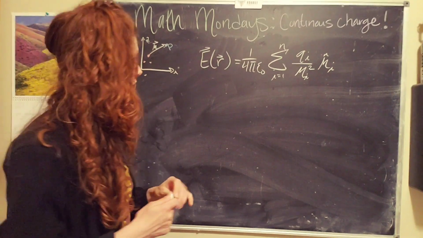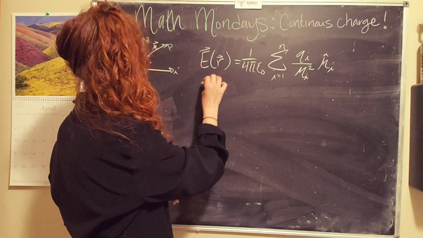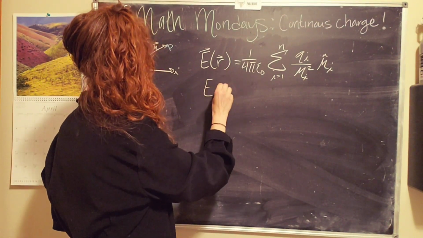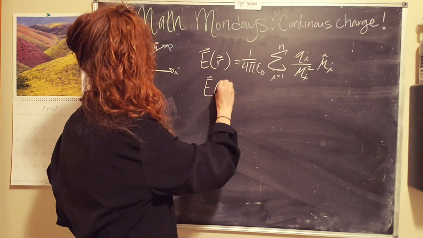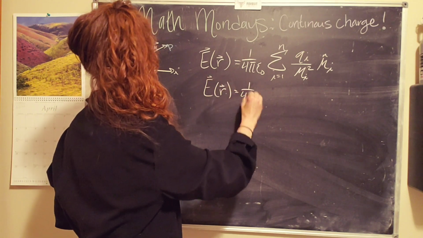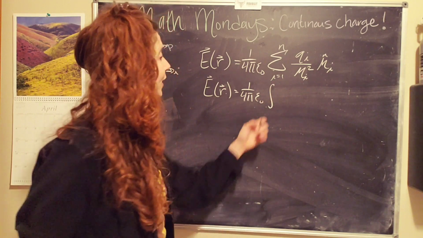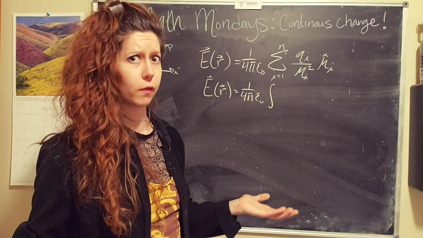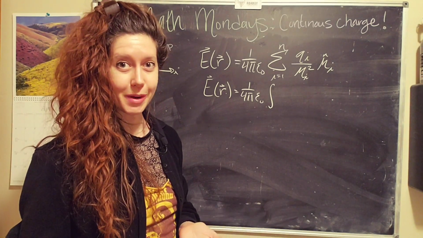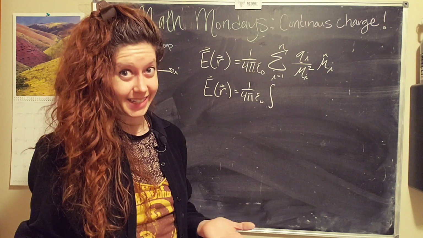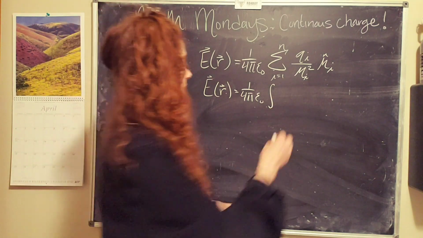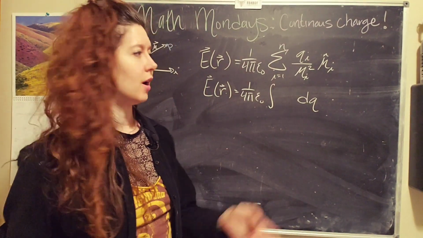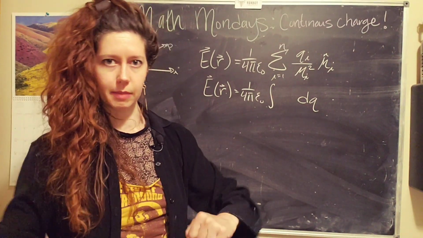Okay, so keep that in mind, and we are going to write the continuous charge distribution for a general situation. So you have E of R equals 1 over 4 pi epsilon naught. Okay, so this is where the integral comes into place. But now we have to ask the question, what are we summing up over? Well, we're summing up over a bunch of teeny tiny charges. So in this case, we are going to be integrating over dq, or basically an infinitesimal amount of charge.